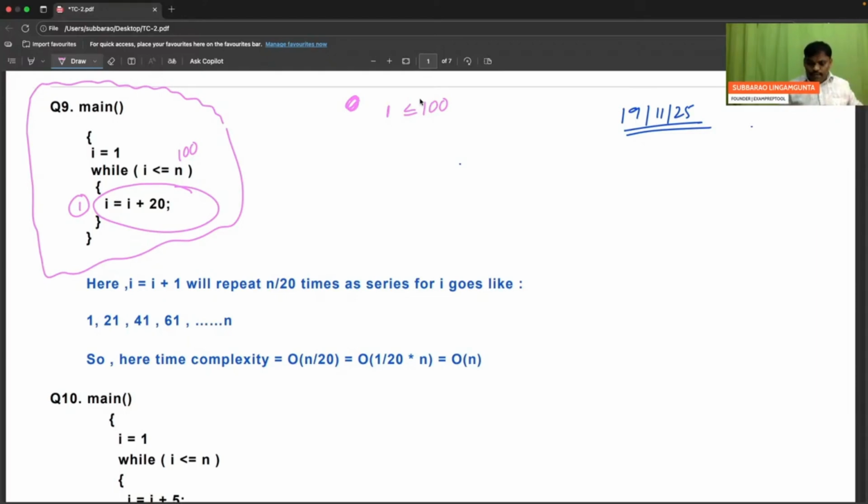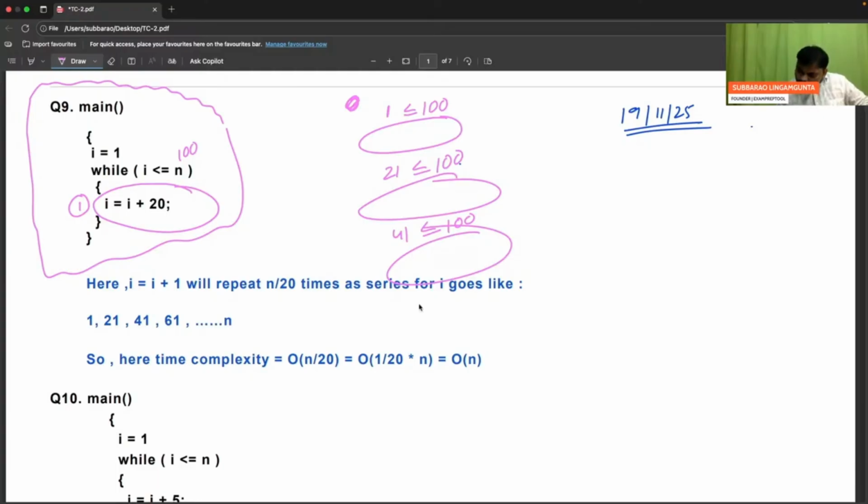See what I am doing. I is equal to 1. 1 less than or equal to 100, that is true, so you will go inside. Then I value becomes plus 20, so it became 21. 21 less than or equal to 100, that is also satisfied. Next, 21 plus 20 is 41, satisfied. Don't panic, listen carefully. If you have a little doubt, you can comment. Next, 41 plus 20 is 61, less than or equal to 100.